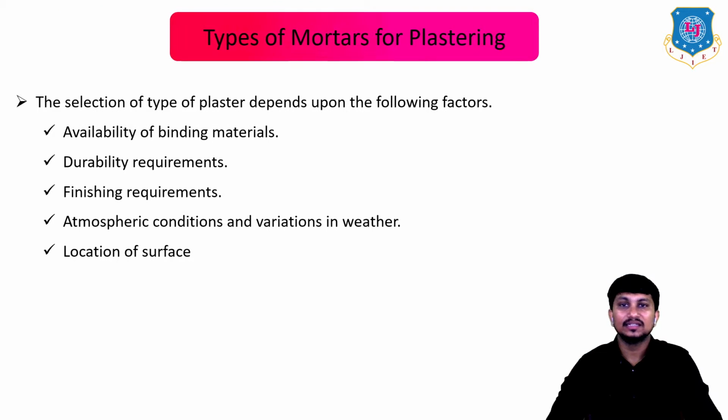Now let's see the types of mortars used for plastering. The selection of type of plaster depends mainly on various factors such as availability of binding material such as cement, lime, etc., durability requirements, or you can say long lasting ability, finishing requirements, atmospheric conditions and variations in weather, and location of the surface where the plastering is applied. So these are the points to remember while selecting the type of mortar.